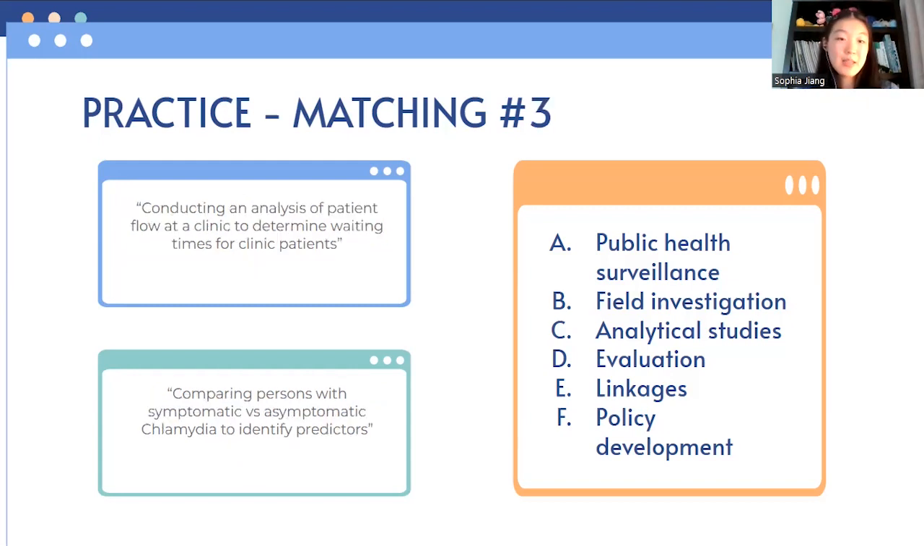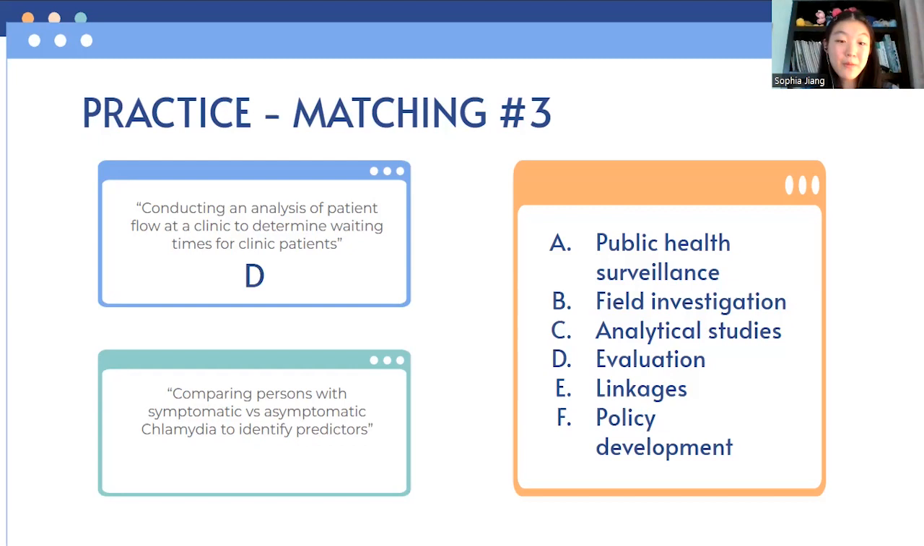Next, conducting an analysis of patient flow at a clinic to determine waiting times for clinic patients. So this one would be the evaluation, because we are doing an analysis of patient flow to determine waiting times for clinic patients. So we would be evaluating the effectiveness, the efficiency of the clinic. And they're doing it by looking at waiting times for the patients.